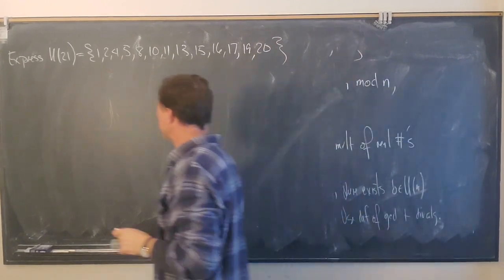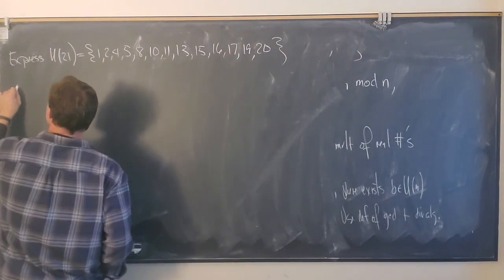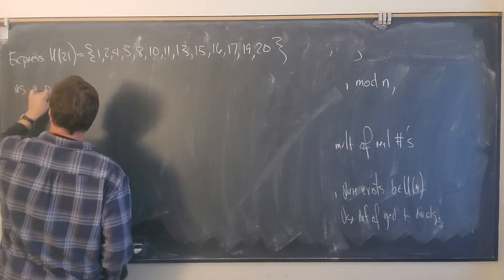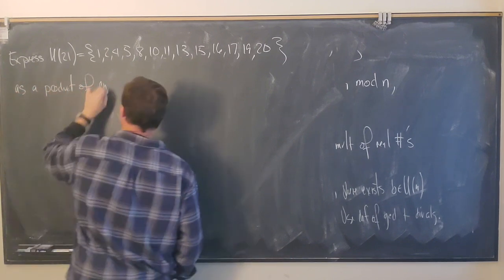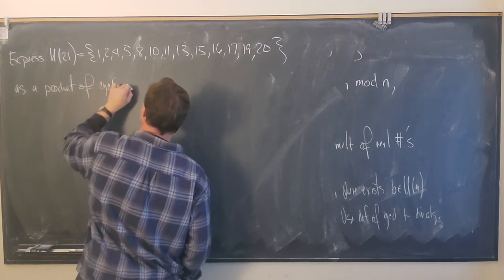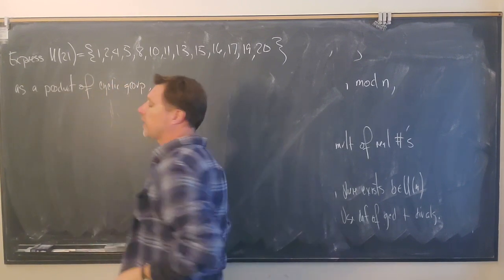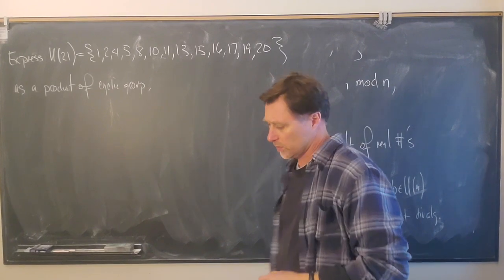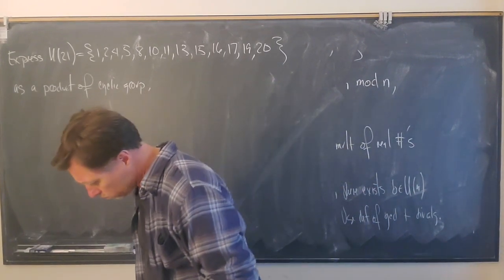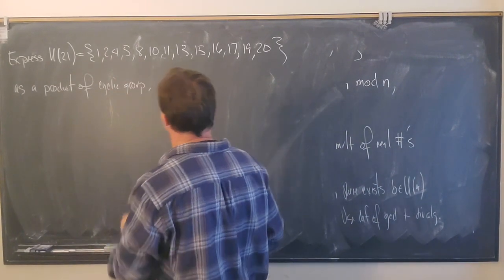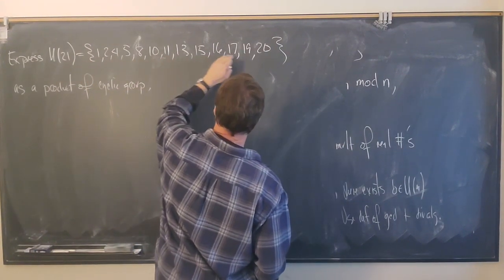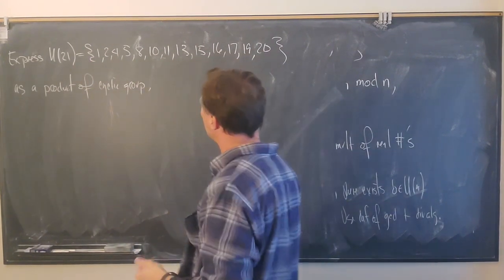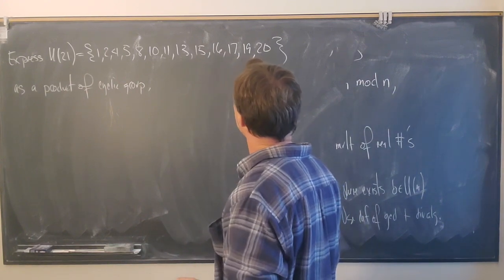What I'd like to do is express this group as a product of cyclic groups. When I say as a product, I mean it's isomorphic to the product of cyclic groups that we're going to write down here. So let's see what the order is here. 1, 2, 3, 4, 5, 6, 7, 8, 9, 10, 11, 12, 13. I screwed something up, didn't I? It's not 13.